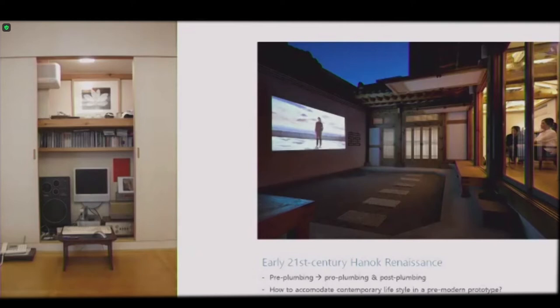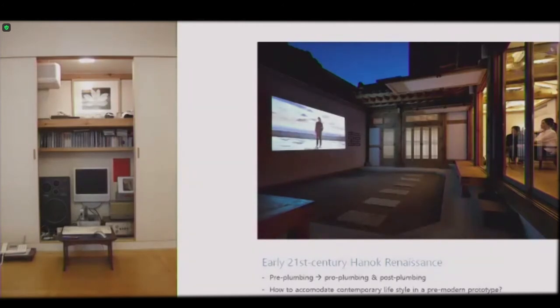And at first, I didn't have any intention to work on Hanok projects. I considered myself a typical contemporary architect, and I still do. And Hanok practice has become a very special part of what I do as an architect. But in retrospect, sometime around 2000, more and more people started to be interested in traditional houses. And people actually bought them and renovated them and started to live in them.